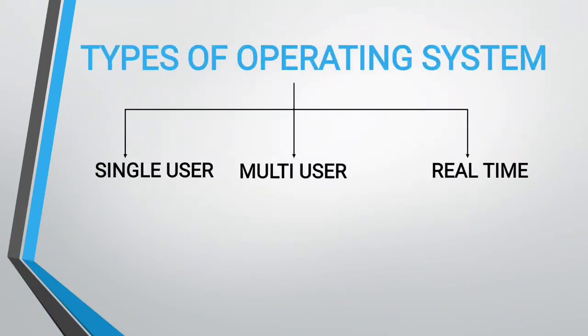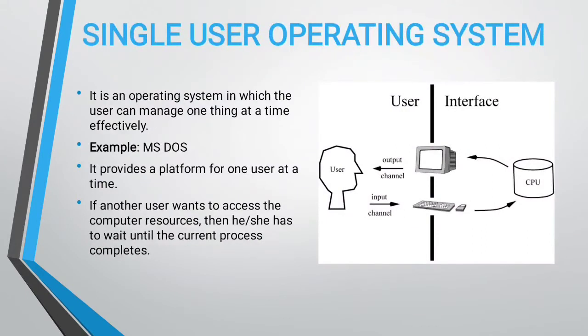Children, next topic is types of operating system. So you can see there are three types of operating systems: single user, multi-user and real time. So we'll discuss them one by one. First is single user operating system.